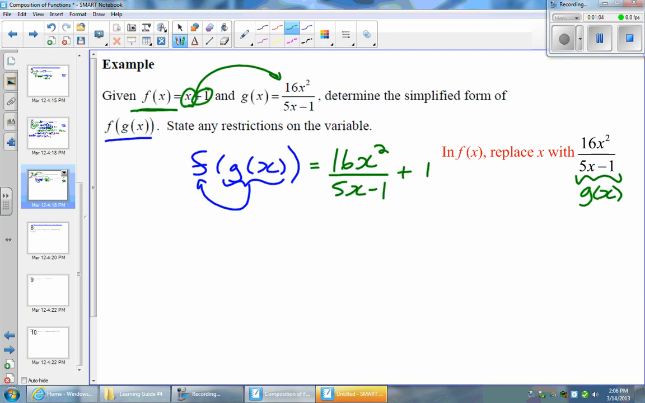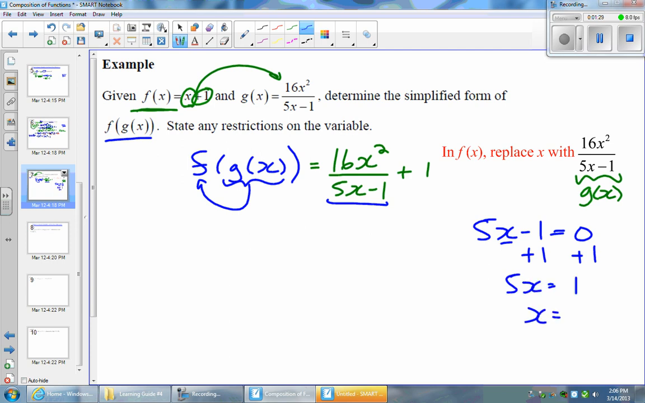Okay, so from here, because we do have a rational expression involved here, we need to state the non-permissible values. And those non-permissible values come from that denominator. 5x minus 1, set it equal to 0 and solve for x. So first thing you want to do is add 1 to both sides. I have 5x is equal to positive 1. Finally, I divide both sides by 5, which means I get a non-permissible value at 1 over 5.